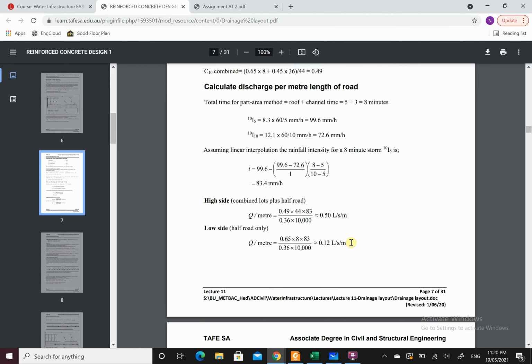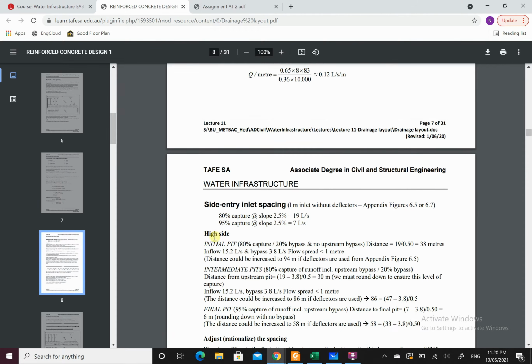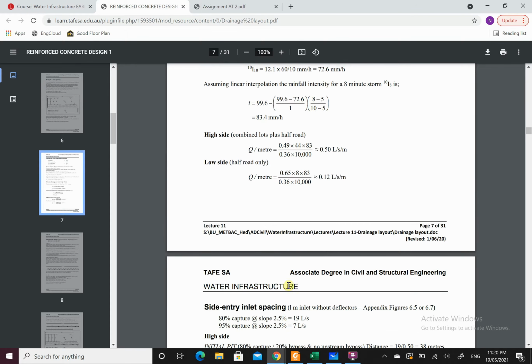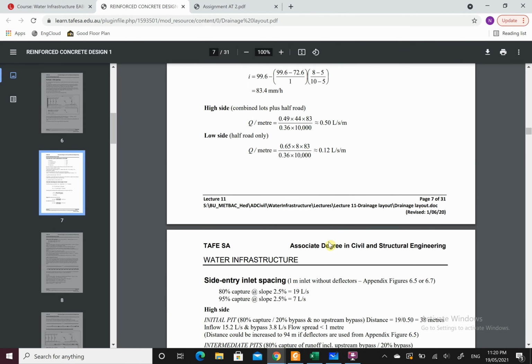Once we know this flow here, we can come in and go back through our appendix. We can look at our graded inlet spacing. And from the low side, basically we can work out the initial pit, intermediate pit, and last pits. You can come through and calculate that based on the 95% capture, and then you can space them out. So you'll be able to do that. Starting from here, looking at the low side of the road, this is our flow that we're dealing with.